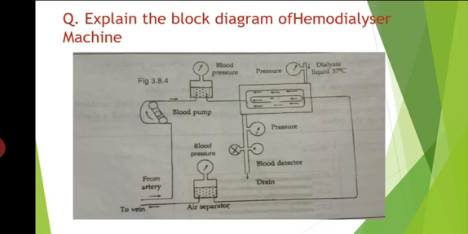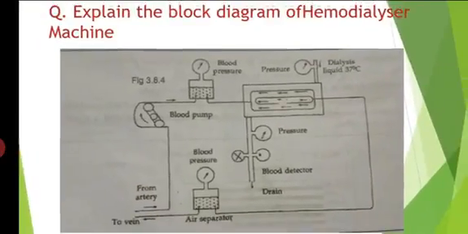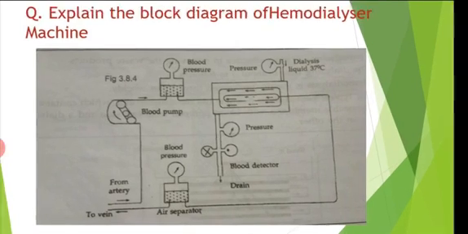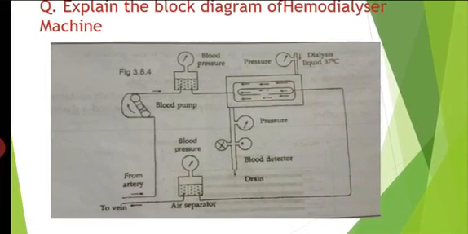This is the setup for the hemodialyzer machine. From the artery they take the blood through the blood pump. Whenever they take the blood, the blood pressure is continuously measured, because only at a particular pressure do they take the blood from the body. Then it passes through a number of membrane plates, that is the hemodialyzer setup, where membranes are there. In that silicon membrane, the electrodialysis liquid is there alternately.